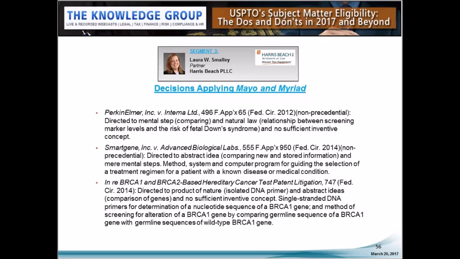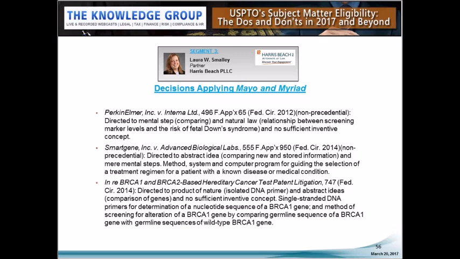a method, system, and computer program for guiding the selection of a treatment regimen for a patient with a known disease or medical condition. This claim was directed to an abstract idea. It did no more than call on a computing device with basic functionality to compare stored and input information and rules to do what doctors do routinely, select a treatment regimen.